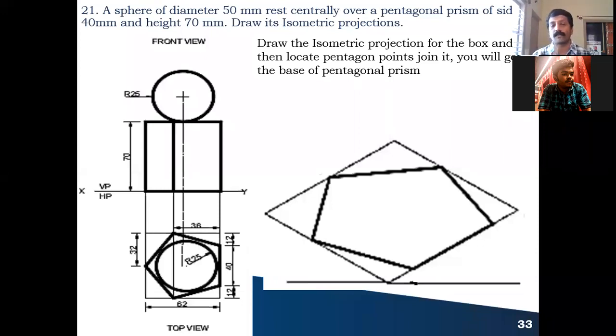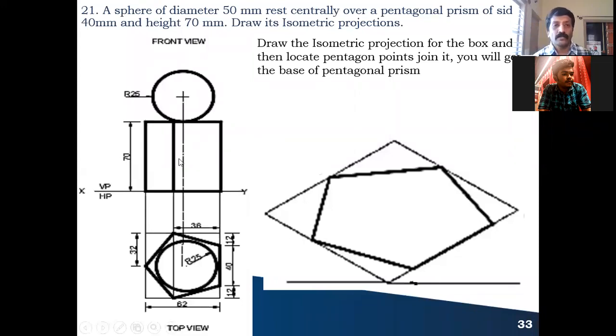And also only for the sphere, even in the isometric projection, you need to take the actual length only, actual dimension only, not the isometric dimension. For all the other objects, the dimension that we have to take is the isometric scale. So after finding out the center, what is the diameter of your sphere? 50. You take 25 millimeter radius and draw the circle passing through this center. So this is your top view.